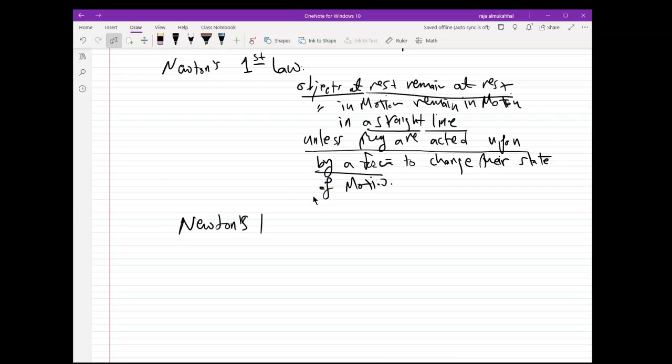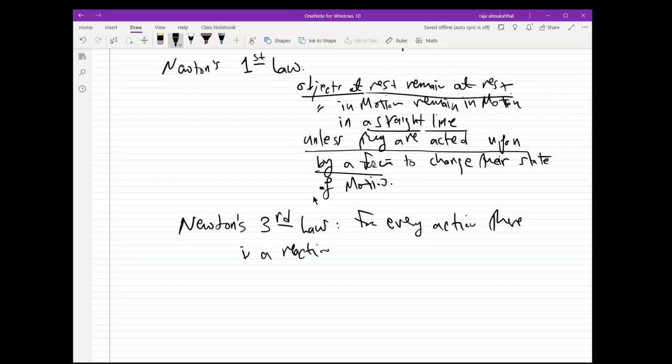Newton's third law says that for every action, there is a reaction, equal in magnitude and opposite in direction.